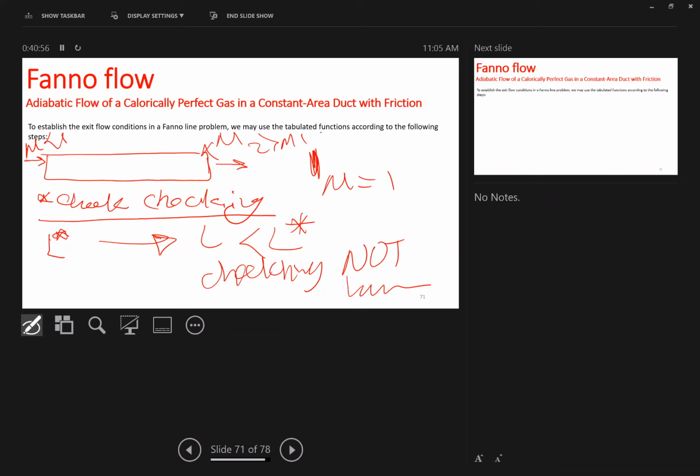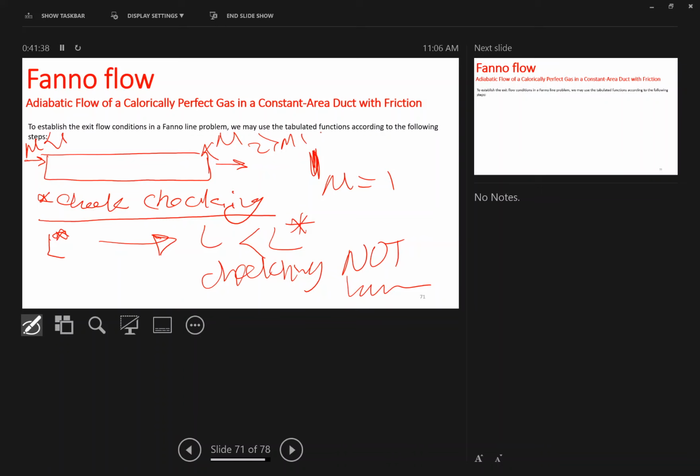Let's see what we can do. So what we are saying is that the choking condition will not be reached, right? Okay. Can we, and we have the length, right? We have the L star and we have the length of the duct. Let's say we subtract these two lengths, L minus L star. What are we going to have? We are going to have the distance from the outlet to the choking condition.